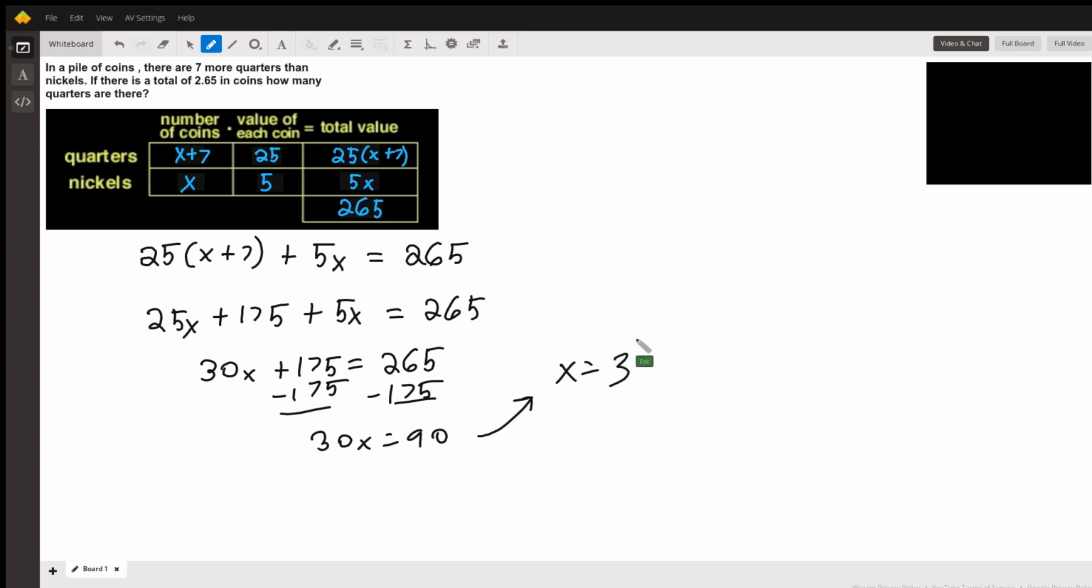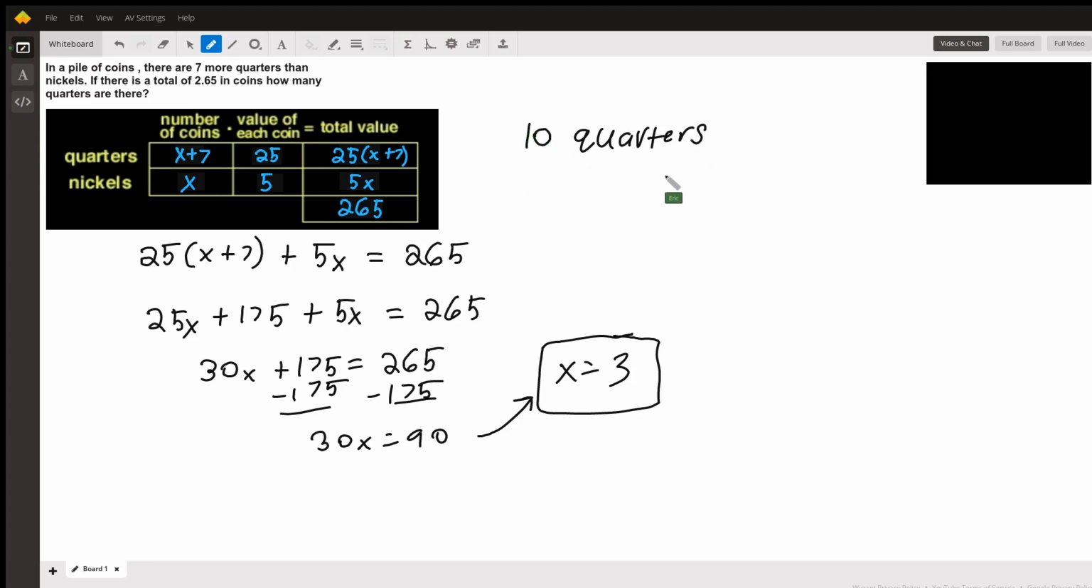So let's take a look at what the question is asking us. How many quarters are there? Well, going back to our chart, x represents our nickels. So if we know we have 3 nickels, then we know our quarters must be 3 plus 7, which is 10. So we must have 10 quarters.